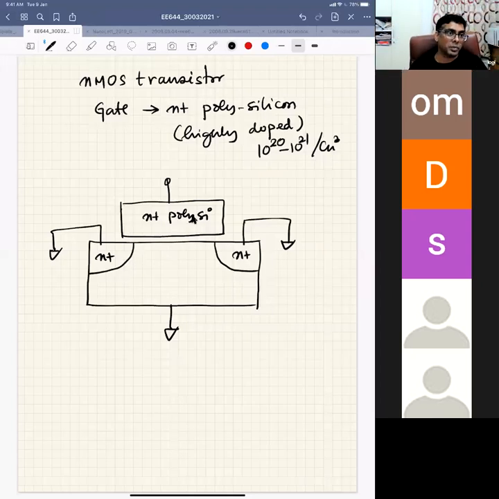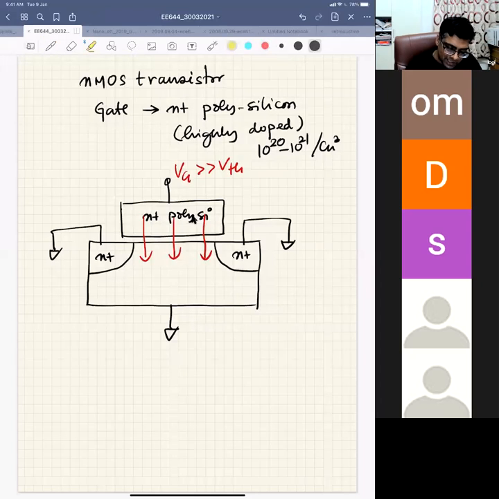Even if it is very highly doped, it cannot behave like a metal. So when you're applying a very high gate voltage, VG much higher than VT, we have an electric field in this direction. But if you look at this interface here, we never talked about that interface, because we talked about the silicon dioxide interface, but we never talked about the polysilicon and silicon dioxide interface.